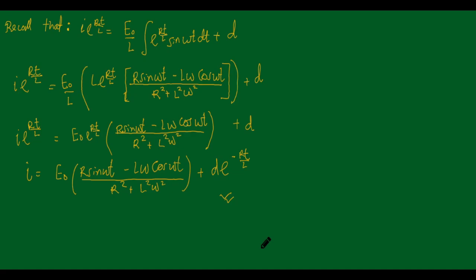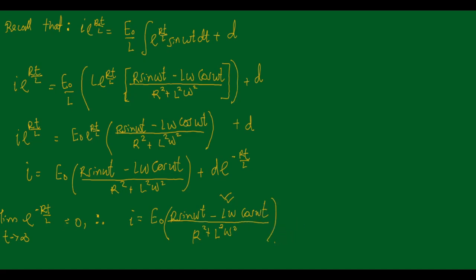So we're also asked to examine the case where t goes to infinity. So if t goes to infinity, we know that e raised to the power of minus Rt over L is going to tend towards 0. So therefore, our I now becomes E naught into bracket R sine omega t minus L omega cos omega t divided by R squared plus L squared omega squared. And this is our result.